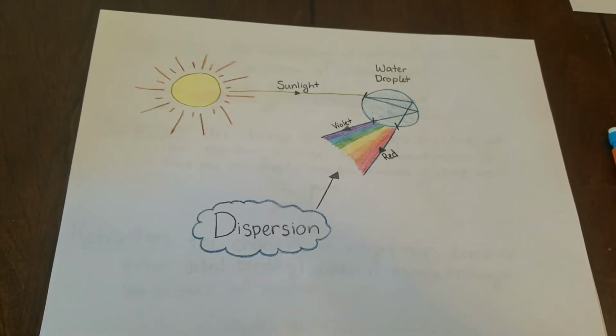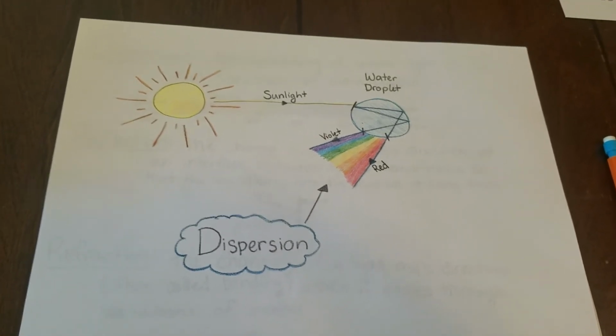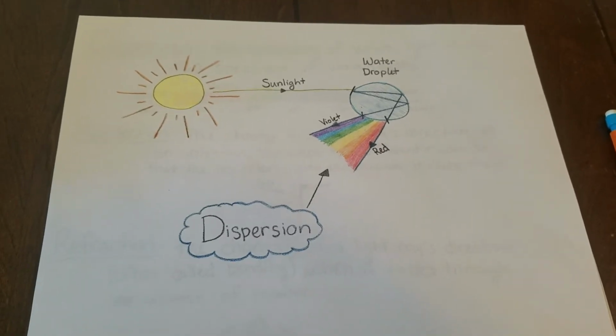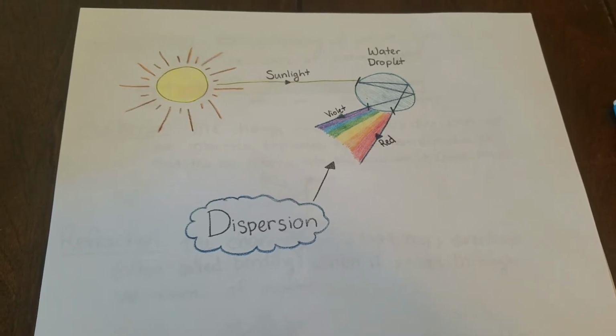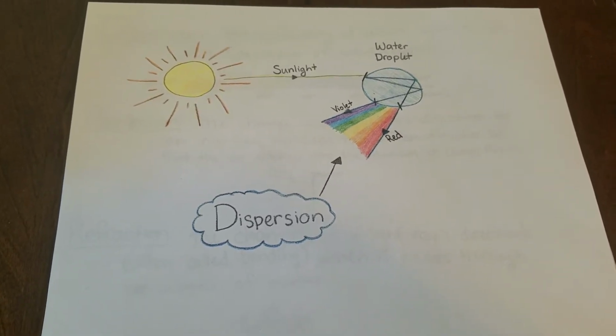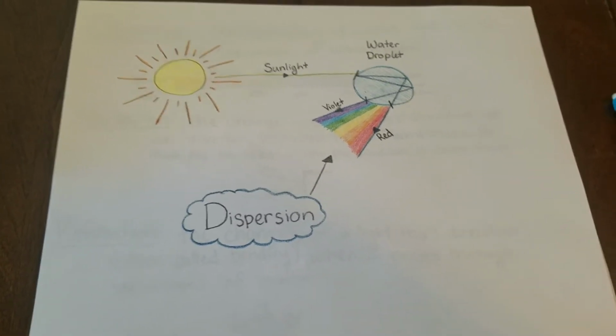A rainbow is made up of 6 colors. We've got red, orange, yellow, green, blue, and violet. And sometimes indigo is thrown in there, but for our purposes, we're just going to stick with these 6.